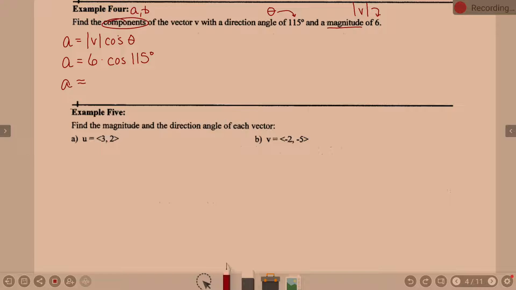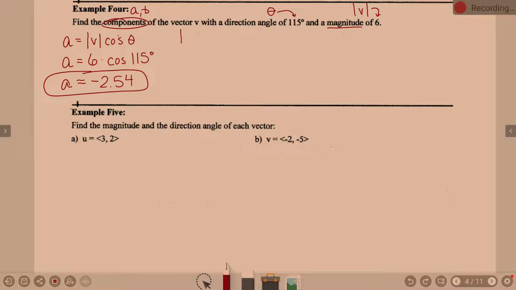Give me a calculator answer. I got a negative 2.5. I have written down negative 2.54. So sounds like you are on the right track. So that is our horizontal component of A. If you did not get that, double check your calculator. You should be in degrees. We haven't been out of degrees lately, but make sure you're getting the right things on the calculator.